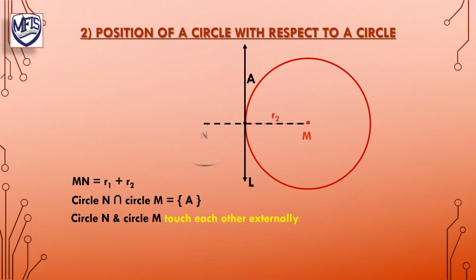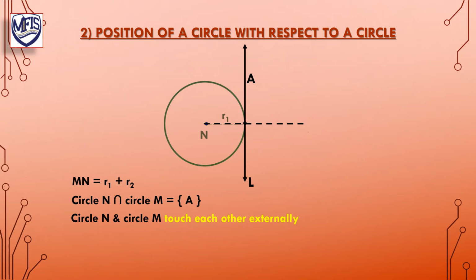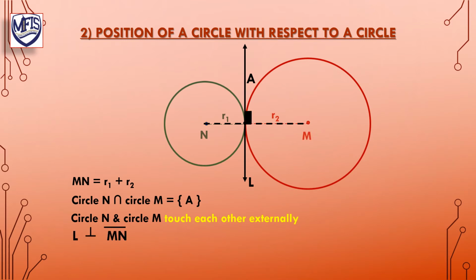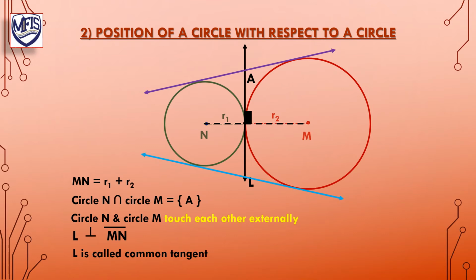And this straight line L is perpendicular to the line of centers, perpendicular to MN. Now, how many common tangents in this case? Let's see. The first one, straight line L, and this the second one, and this the third one. So we have 3 common tangents in this case. When the 2 circles touch externally, we have 3 common tangents.